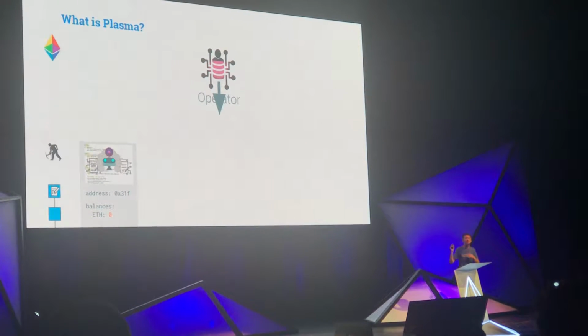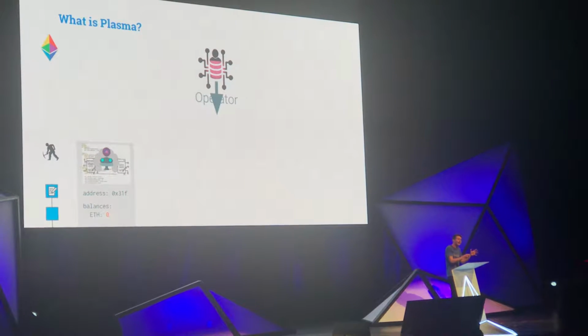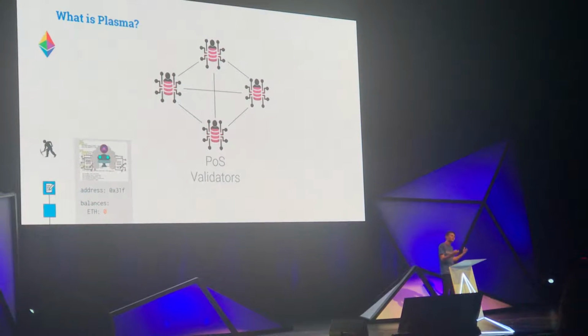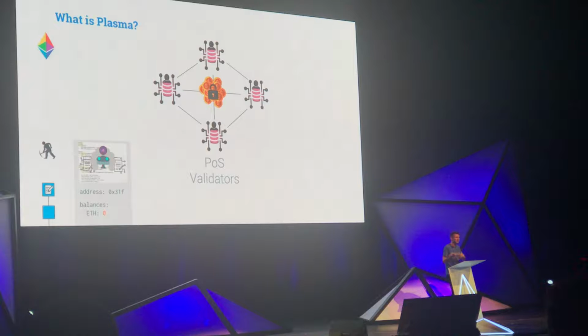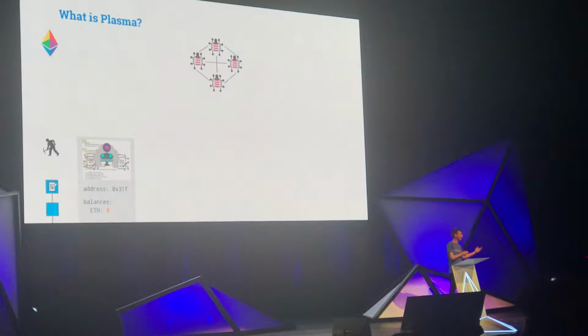So, we also have this operator. The operator can be a single entity. It can also be a proof-of-stake validator set, right? It's actually surprisingly easy to turn this into a proof-of-stake system. So, we might as well lock in some coins and do that.